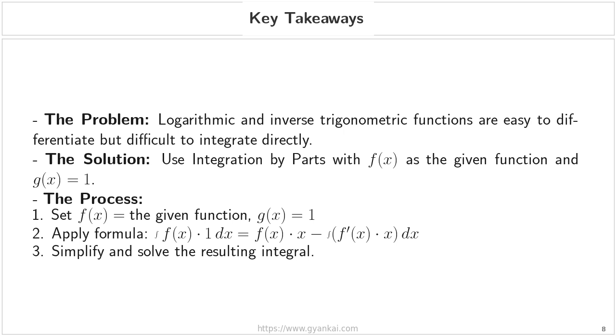Next, we apply the integration by parts formula. Remember the formula? The integral of f of x times g of x dx is equal to f of x times the integral of g of x dx, minus the integral of f prime of x times the integral of g of x dx. In our case, since g of x is just 1, this simplifies to the integral of f of x times 1 dx equals f of x times x, minus the integral of f prime of x times x dx. Then, we simplify that expression and solve the resulting integral. Often, this new integral will be much easier to handle because it involves the derivative of our original function, f prime of x, which we can usually find easily.